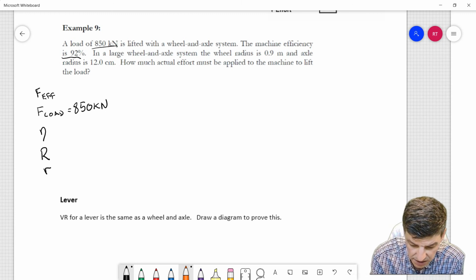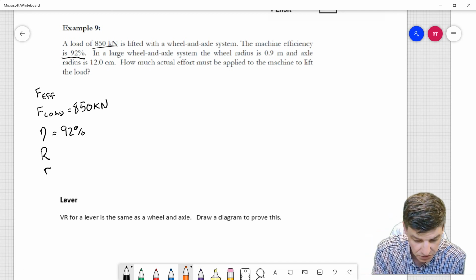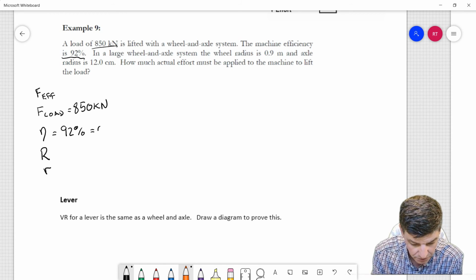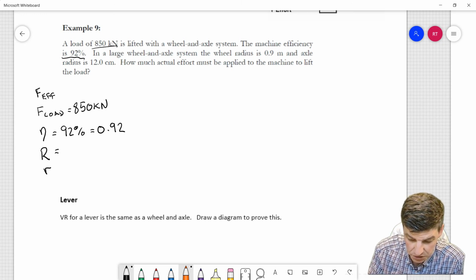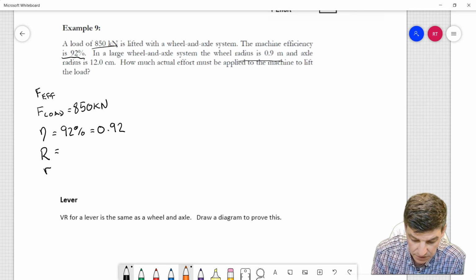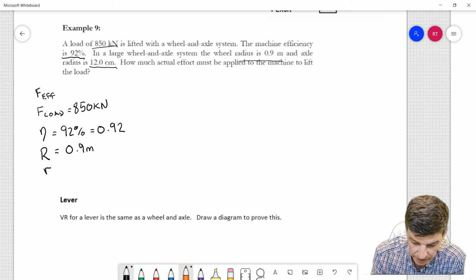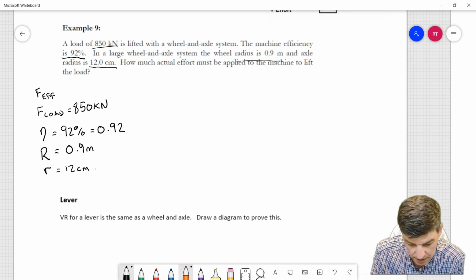Machine efficiency of 92%. Always remember we want that as a decimal, so divide the 92 by 100 and I would get 0.92. I've used capital R to signify the largest radius, 0.9 meters. And the axle radius is my smaller radius, 12 centimeters.